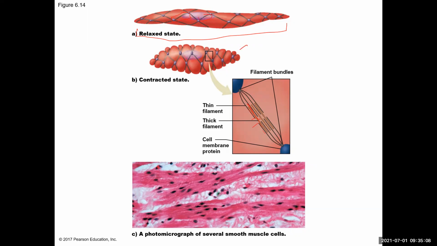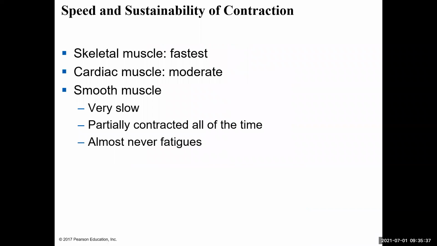I don't know why, but this always makes me think of a roast in the grocery store that has that netting around it to hold it together. And so that's kind of how I always remember what the filament bundles look like in smooth muscles. And so here's a micrograph of several different smooth muscle cells. And you can see there's no real striation pattern to this.